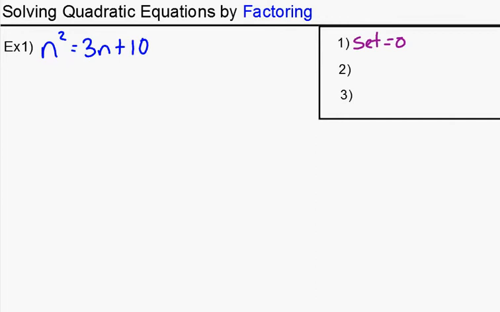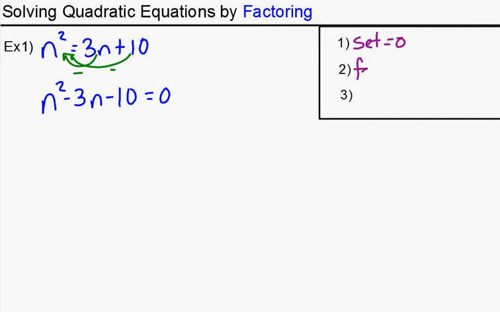I like to keep the leading coefficient on the n squared, this term right here, positive. So that means I'm going to move these guys over, both of them with subtraction. When I do that, I end up having the quadratic n squared minus 3n minus 10 equals 0. So I've set it equal to 0.